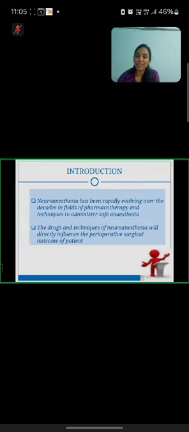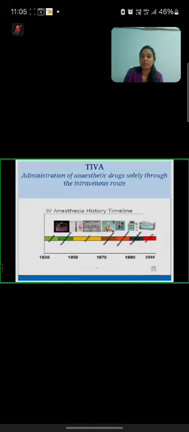So coming to the introduction, over the past years, neuroanesthesia has been rapidly evolving, and unlike other surgeries, as an anesthetist, the choice of drugs and techniques we choose will have a great impact on the perioperative surgical outcome of the patient. So before getting into the practical aspects, I would like to brush up some important concepts in TIVA.